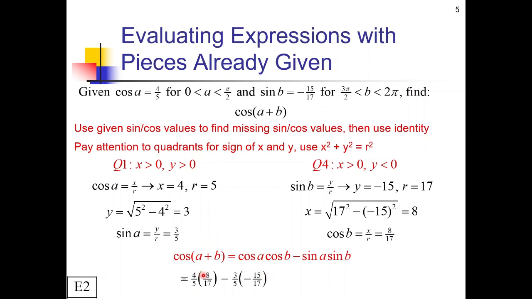So 4 times 8 is 32. 5 times 17 is 85. So we have 32 over 85. Minus minus gives us a plus. This will be 45 over 85. Thankfully, it's the same denominator, so we can just add the numerators now, and that ends up being 77 over 85, which I believe cannot be reduced.